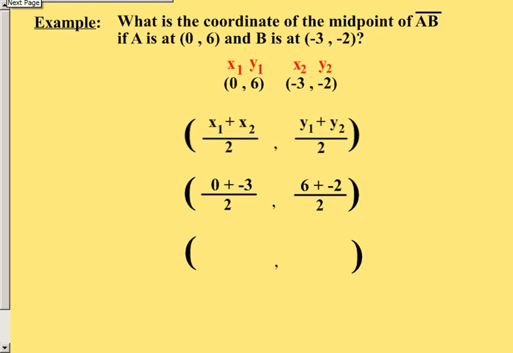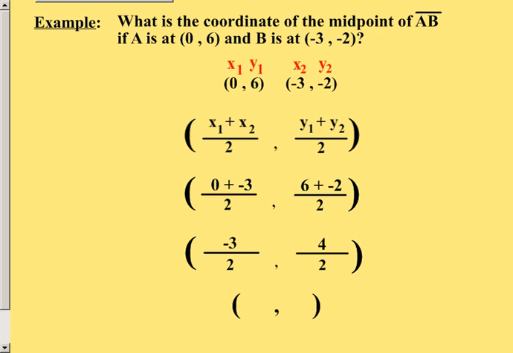Anyway, there now the numerators look like they're supposed to look: 0 plus negative 3 and 6 plus negative 2. Okay, moving on into the next step, we're going to simplify the numerators. 0 plus negative 3 is negative 3. On the right side, 6 plus negative 2 is 4. After the numerators are simplified, then we can combine with the denominator.